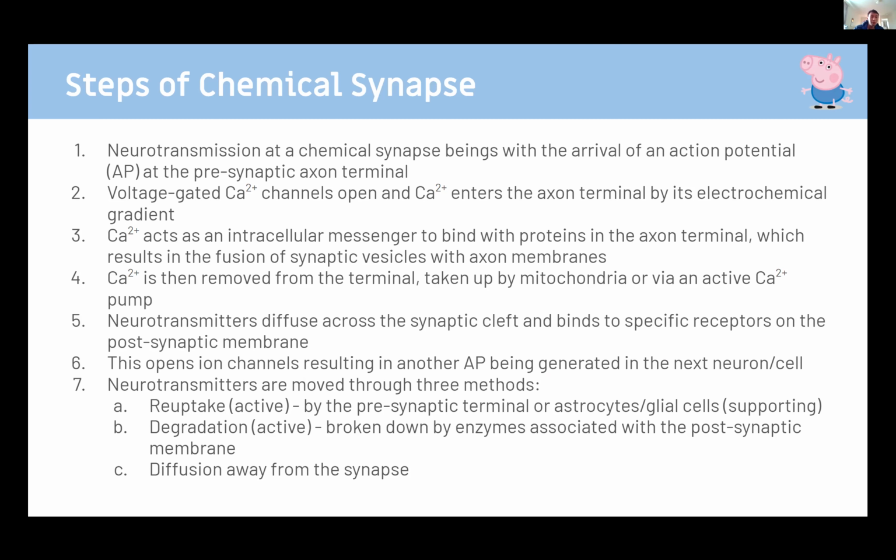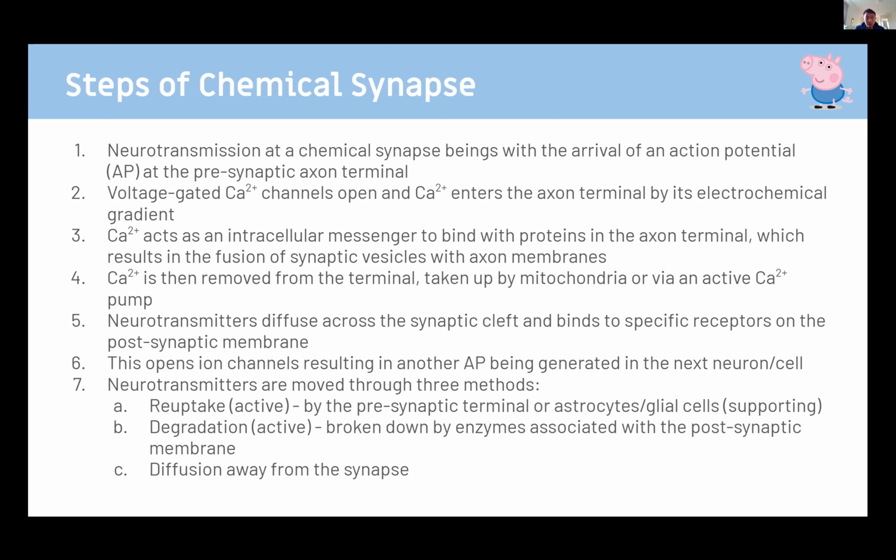Then the calcium will act as an intracellular messenger. This will bind with proteins, and this will cause the synaptic vesicles to fuse with the axon membrane. Calcium is then removed from the terminal, because if it remains, it'll keep attaching to the proteins and keep causing neurotransmitters to be emitted, and you don't want that. So you get rid of the calcium once it's done its job; it's taken up by mitochondria or via an active pump.